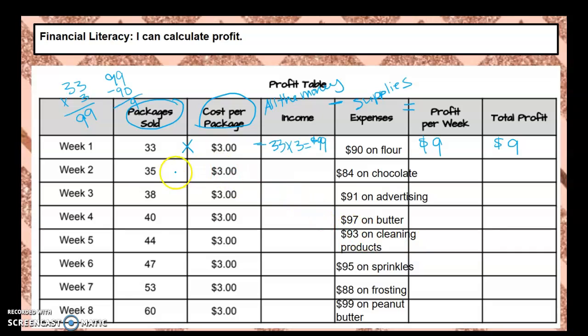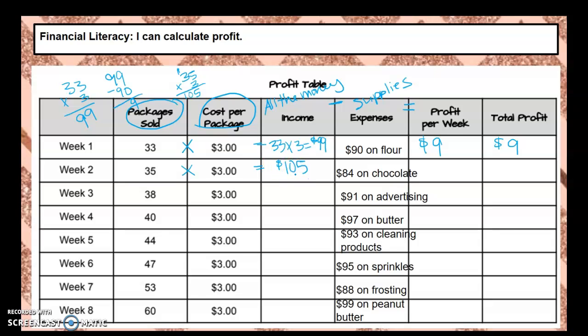Then we'll go to week 2, and we're going to do the same thing. This is the last one I'm doing with you, and you're going to do the rest by yourself. You sold 35 packages of cookies for $3, so I have to do 35 times 3. 3 times 5 is 15, I bring my 1 up top. 3 times 3 is 9. 9 plus 1 is 10. Ooh, you made a little bit more money.